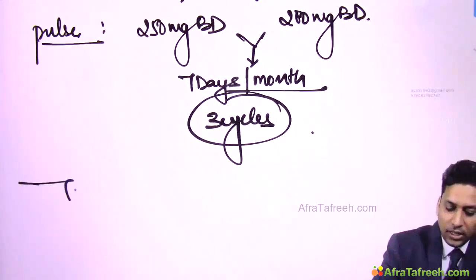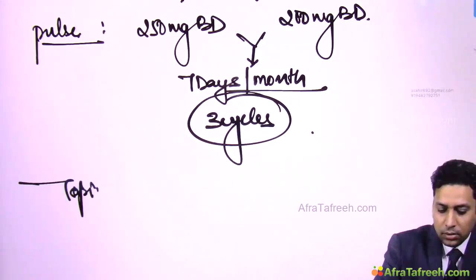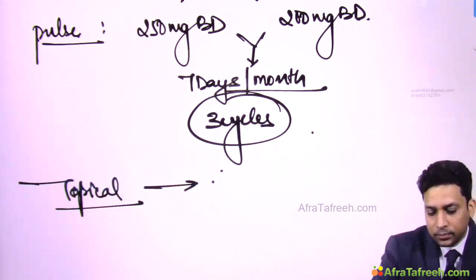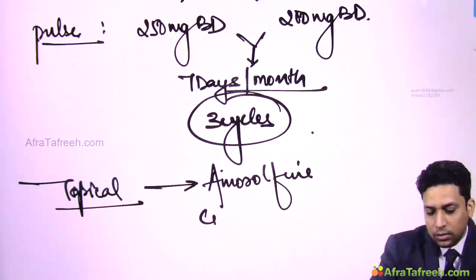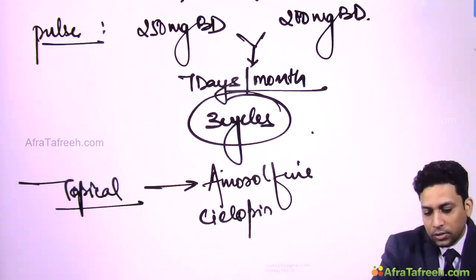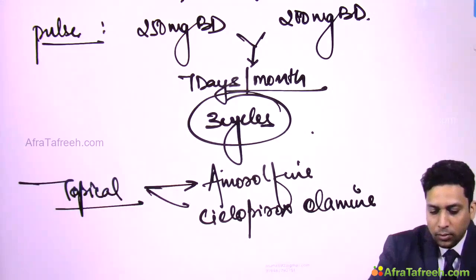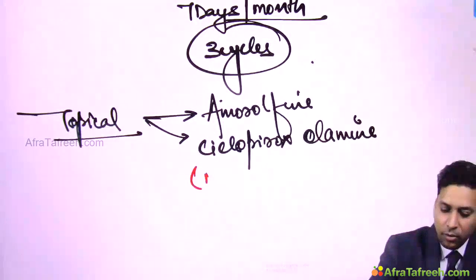Then there are a few topical agents which can be used. Topical agents like amorolfine and ciclopirox olamine. Both of these are available in the form of nail lacquer.